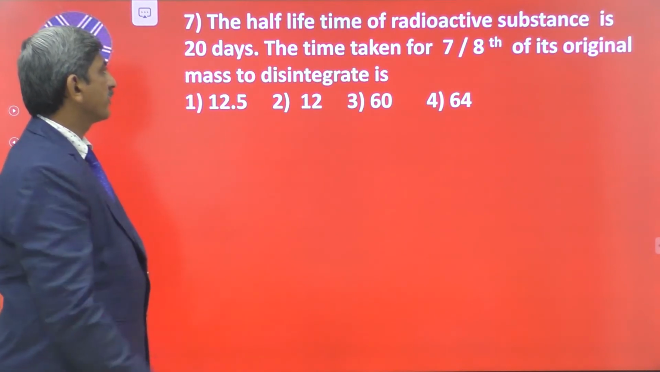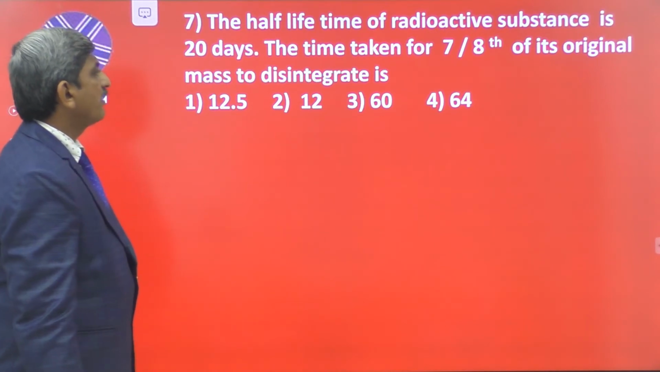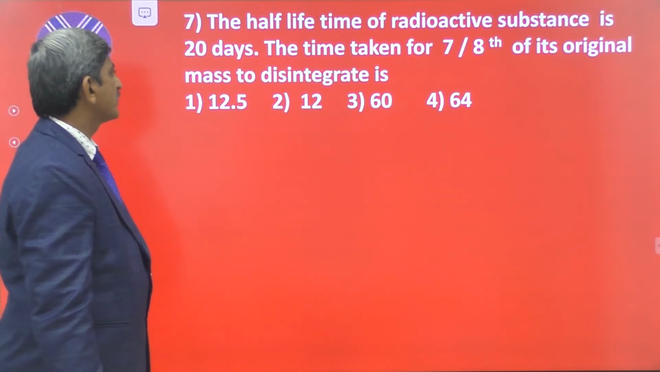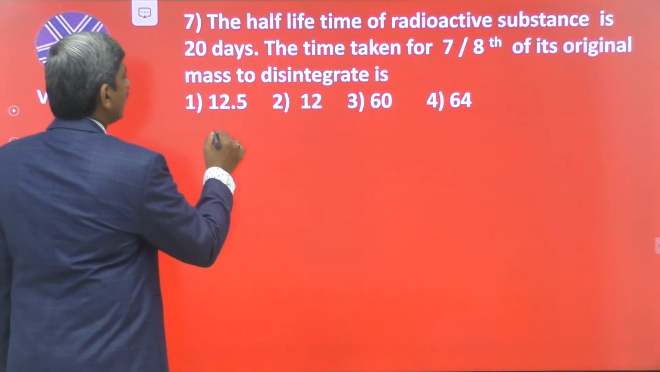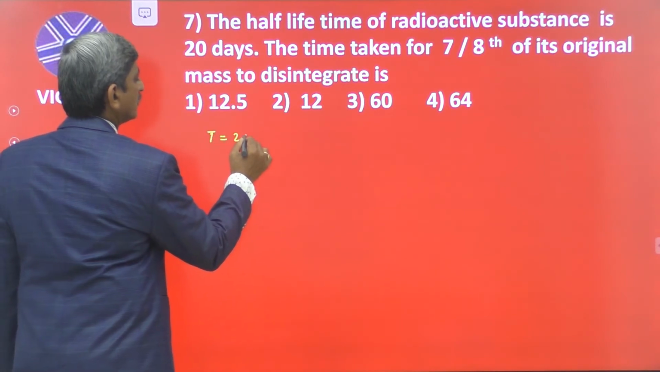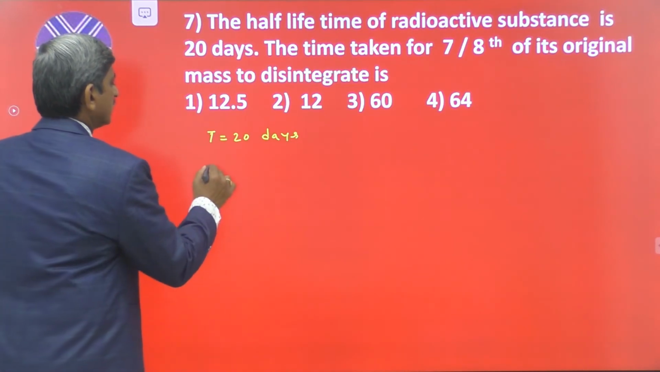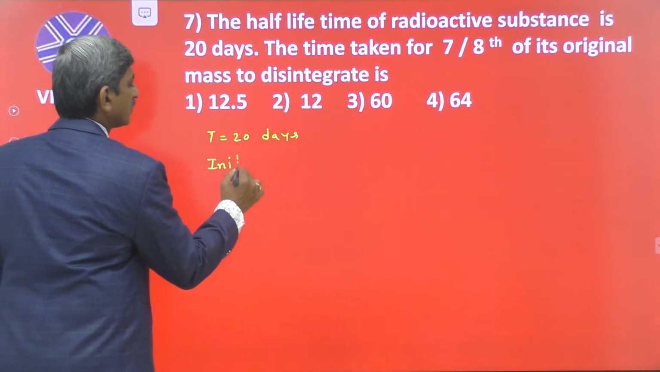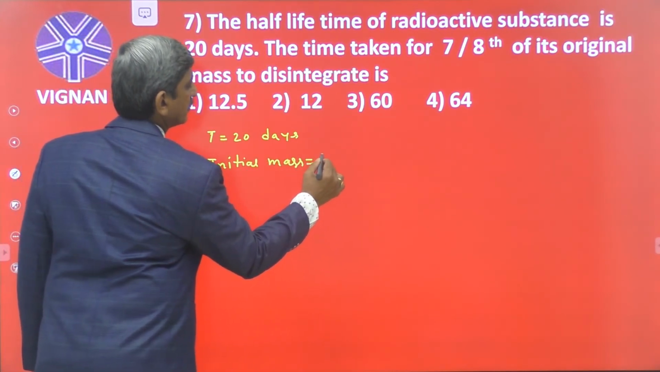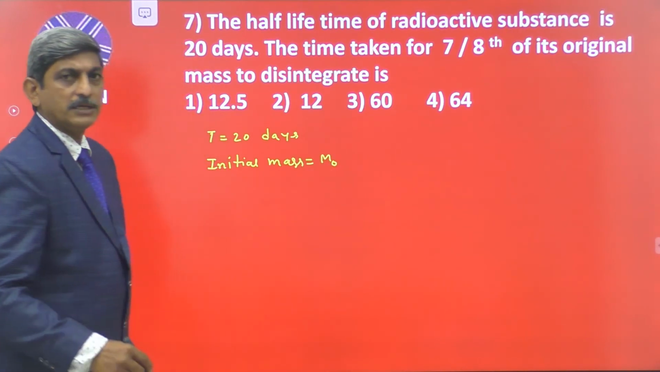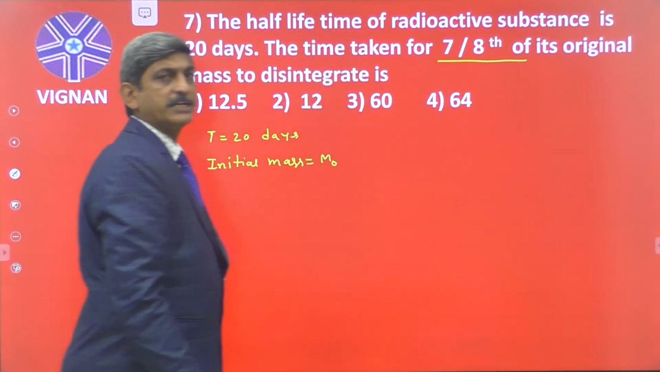We come to the next problem. The half-lifetime of a radioactive substance is 20 days. The time taken for 7/8 of its original mass to disintegrate is dash. Here, the half-lifetime is given as T is equal to 20 days. Let us assume that the initial mass of the radioactive substance is equal to m naught. Here, how much mass does it disintegrate? 7/8 of the original mass of the substance decays.